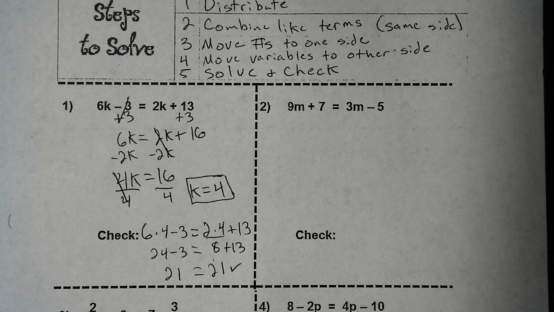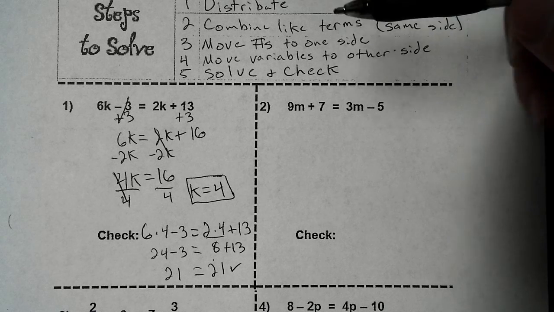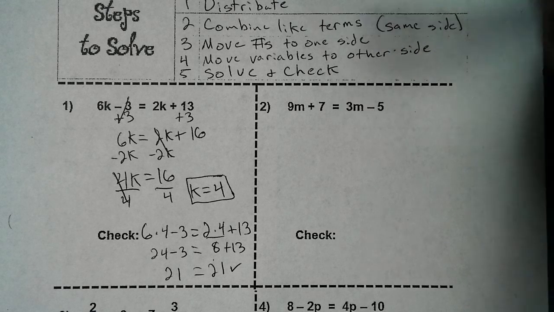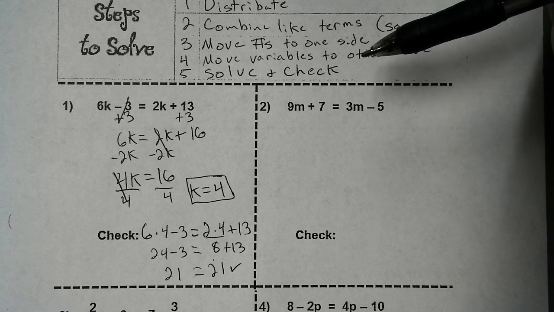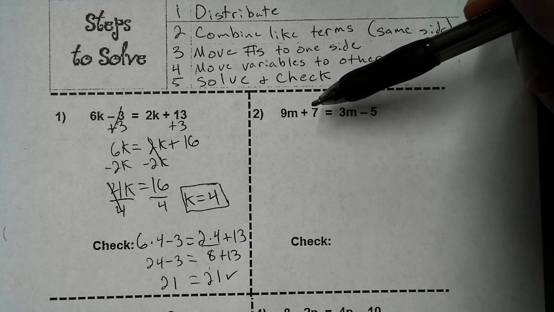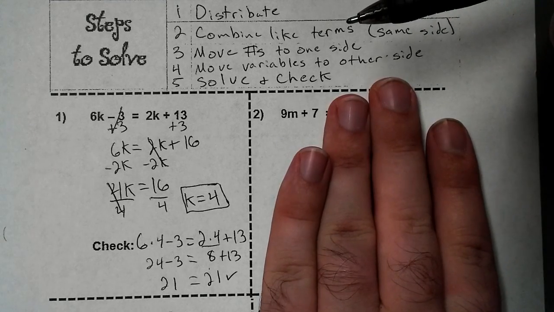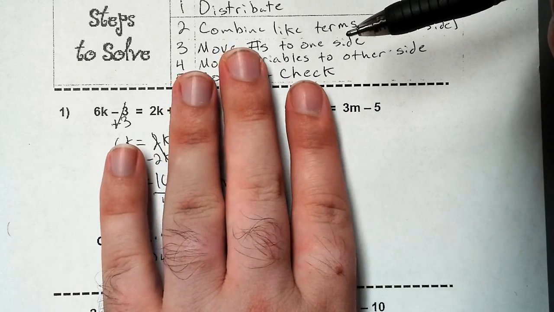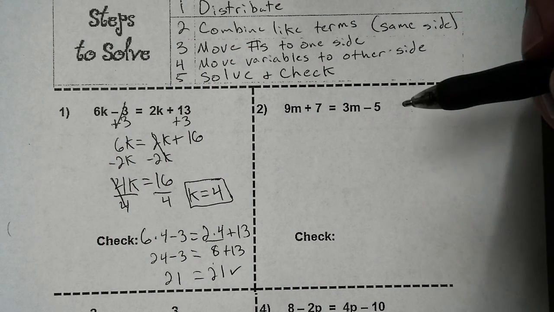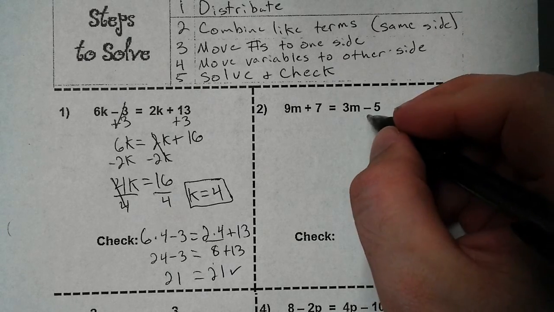Let's try the next one. On this one, once again, I don't have any parentheses, so I can't distribute. Combining like terms, I look and I don't see anything that's like terms that's on the same side. Look at your left side, those are different. Look at your right side, those are different. So we move on to step 3, move our numbers to one side. Since on the last one we moved the numbers to the right, this time I'm going to go to the left.